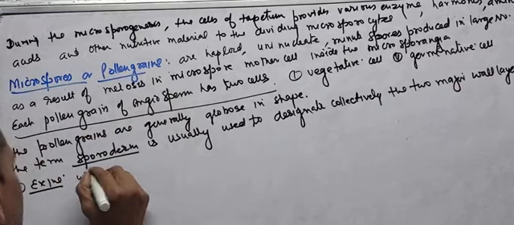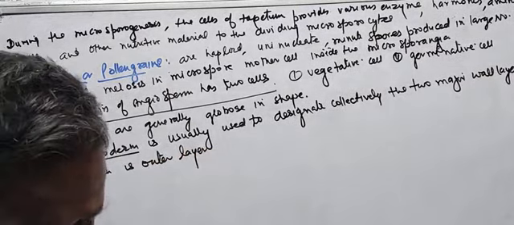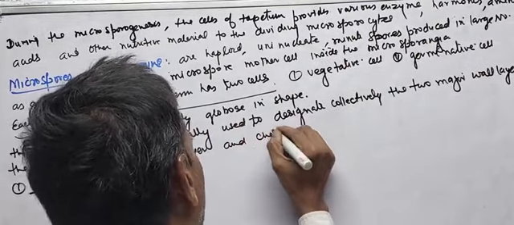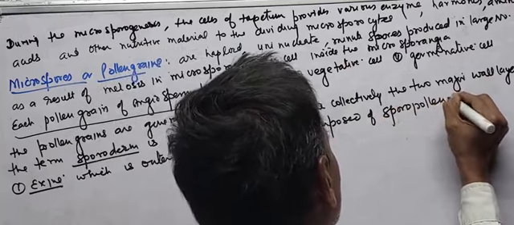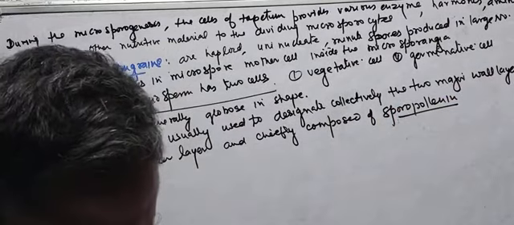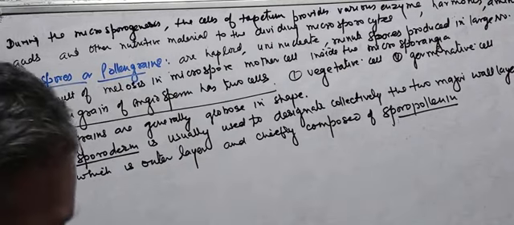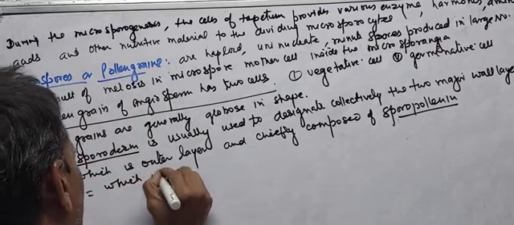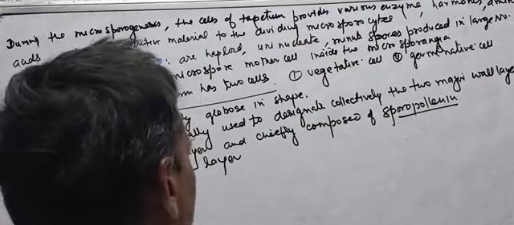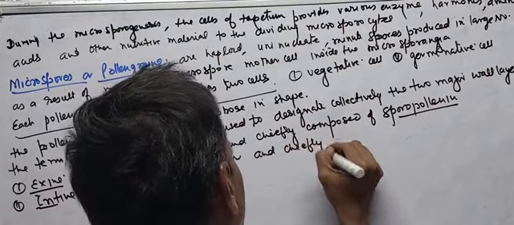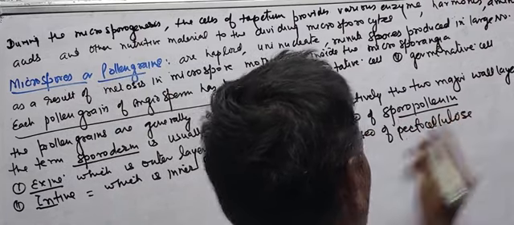which is the outer layer, and chiefly composed of sporopollenin. The second layer is intine, which is the inner layer, and chiefly composed of pectocellulose.